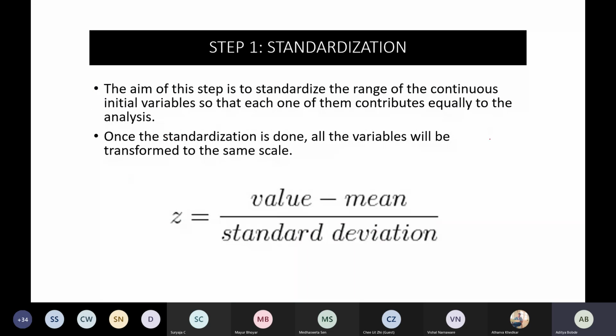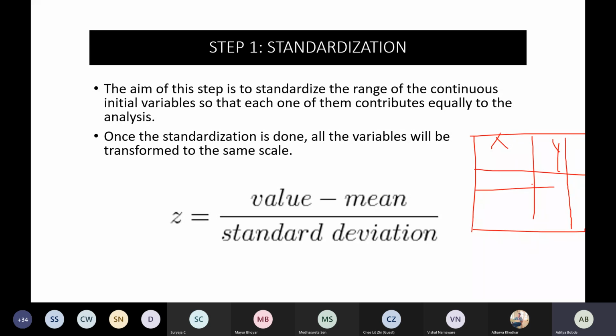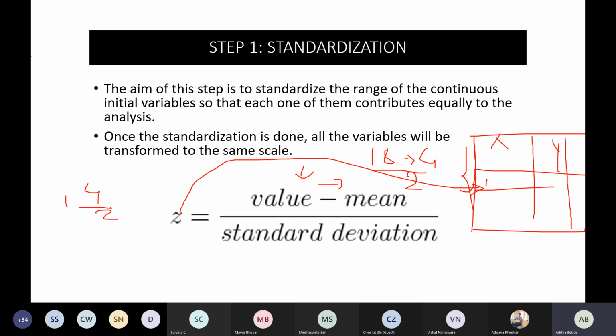Now, once you have got your data set, suppose your data set has two columns, your x and y. What you will be doing is taking each value of x and subtracting the mean. Mean means the average. You will take the whole average of the x column. Suppose your first value is 18, the mean comes out to be 4, and your standard deviation is 2. So 18 minus 4 is 14, divided by 2. Now this Z value will be substituted into the first row. Okay. So we have done the first step, that is standardization.